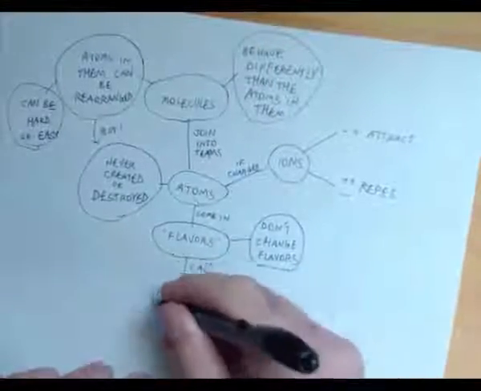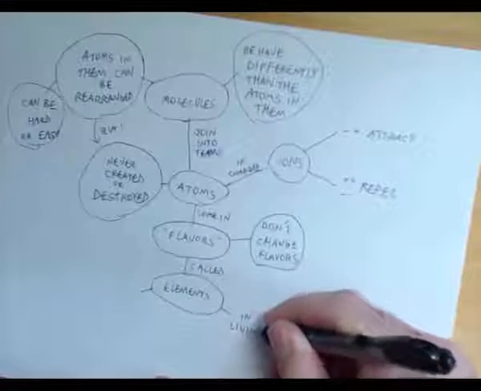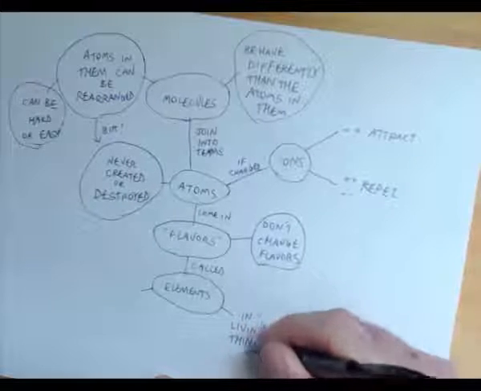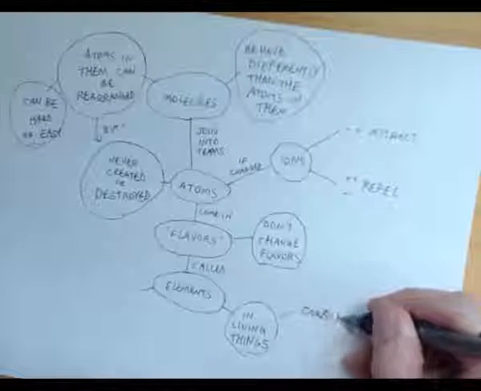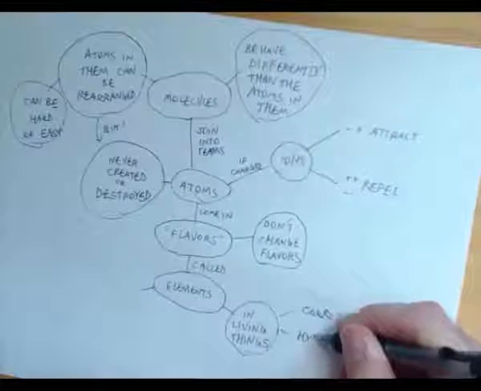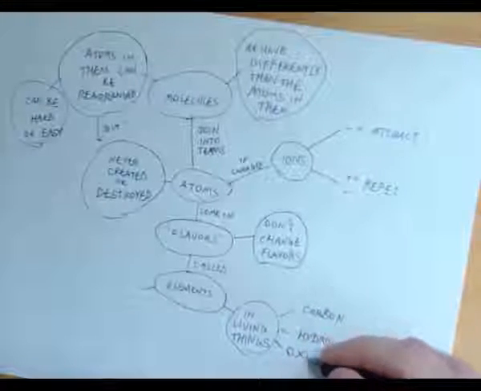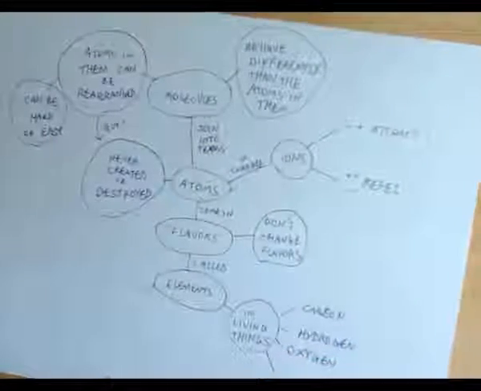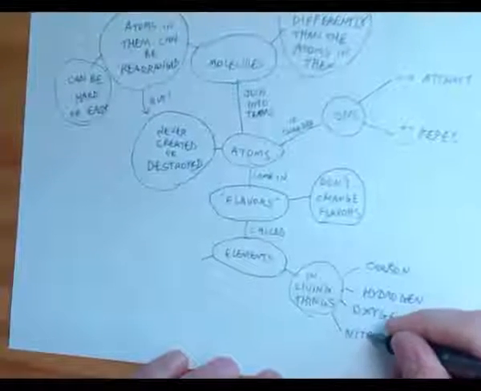What else do we know? Well, we know that there are some elements that are very important in living things. Carbon, hydrogen, and oxygen are the most common, but some elements that we're going to hear more about later on are going to be nitrogen and phosphorus.